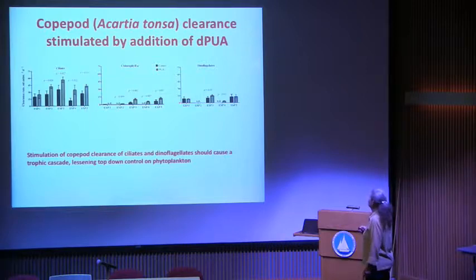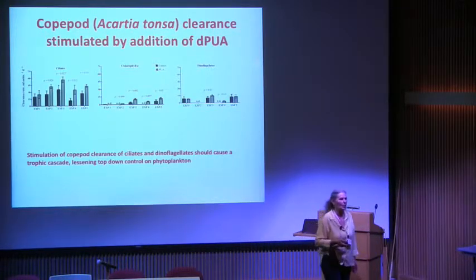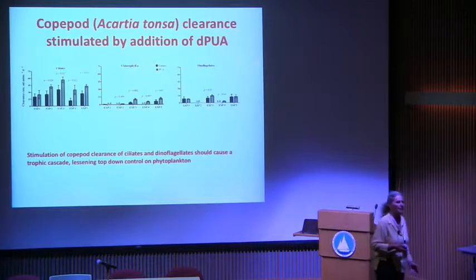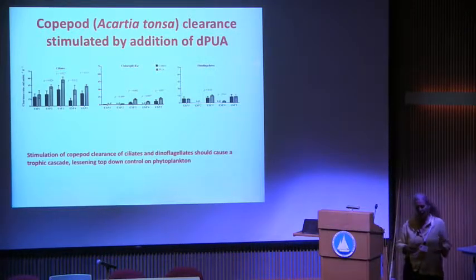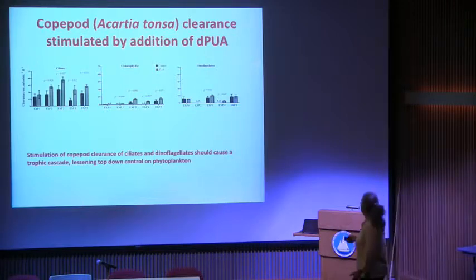And if we looked at grazing by copepods, and this is all with Acartia, on dinoflagellates, in 2 of the experiments we saw an increase in grazing rate on dinoflagellates. So this should cause a trophic cascade, where by increasing grazing pressure on the microzooplankton that do most of the grazing in the oceans, you may be relieving phytoplankton from grazing pressure.